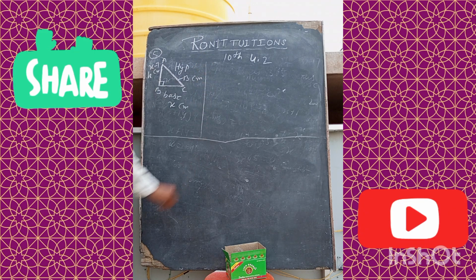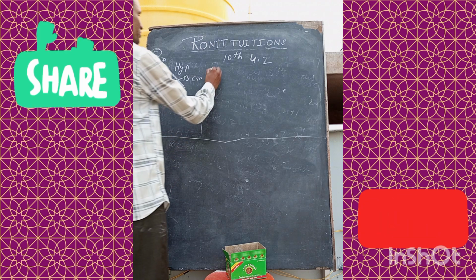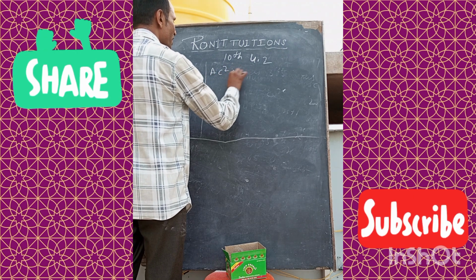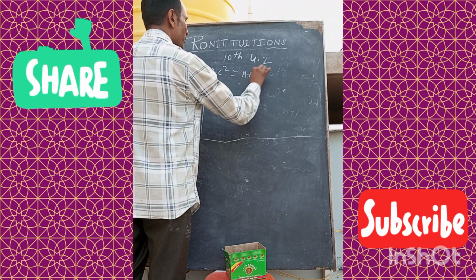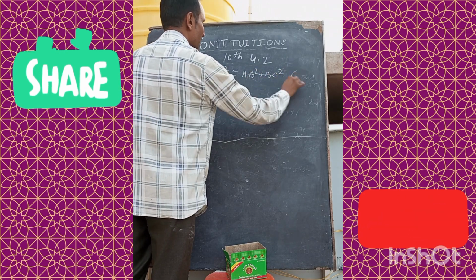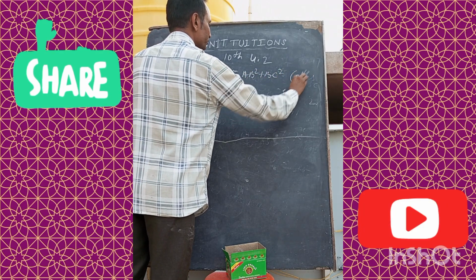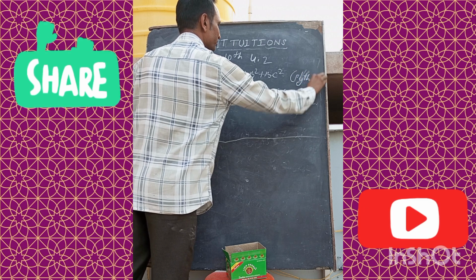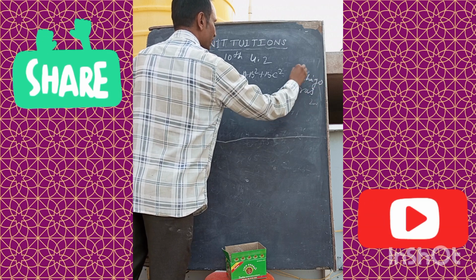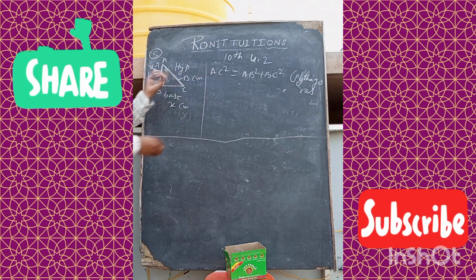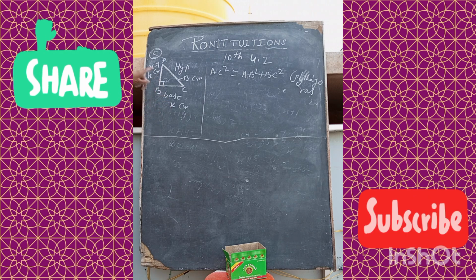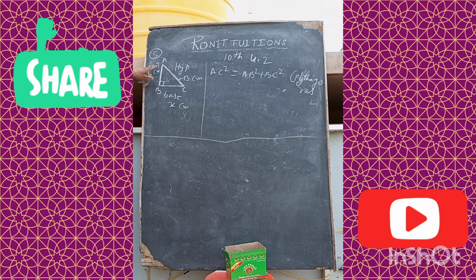Now we know that in a right angle triangle we always use the Pythagoras theorem. What does the Pythagoras theorem say? AC square is equal to AB square plus BC square. This is called the Pythagoras theorem. Let the base be x, then the altitude will become x minus 7, because it is 7 centimeter less.